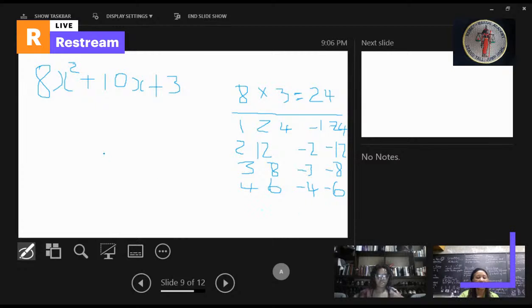So what are we looking for? The pair that multiplies to give positive 24 and adds up to give positive 10. That pair is positive 6 and positive 4. So it would be 8x squared plus 4x plus 6x plus 3.